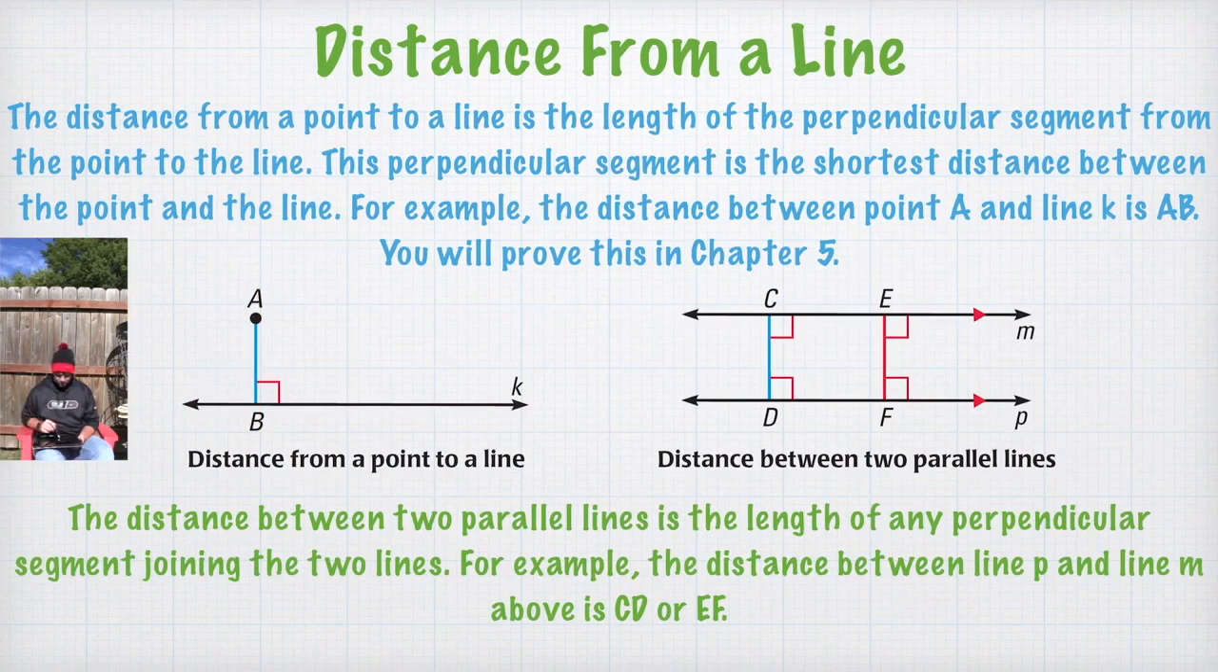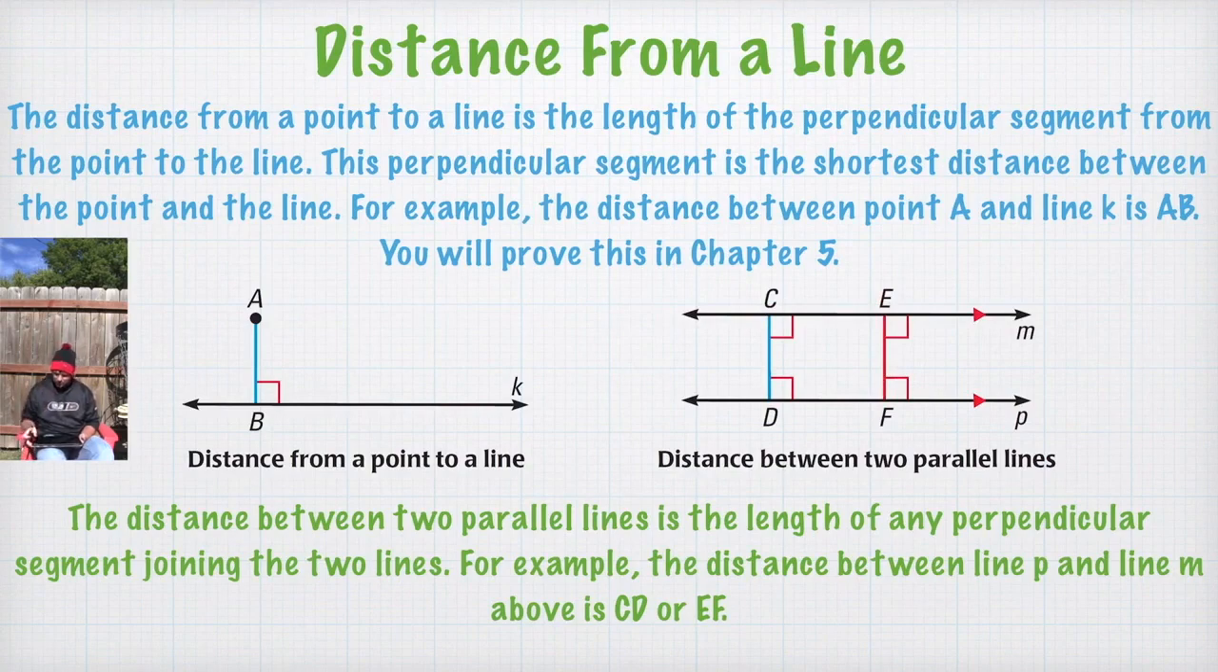Okay, the distance between two parallel lines is the length of any perpendicular segment joining the two lines. For example, the distance between line P and line M above is CD or EF because both of those are the perpendicular segments between the two lines.